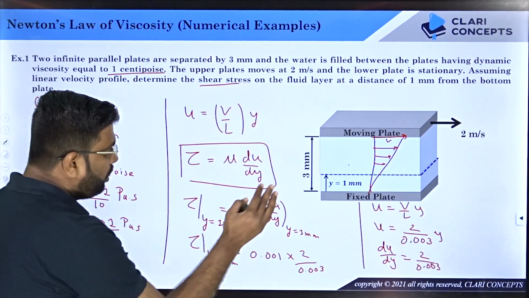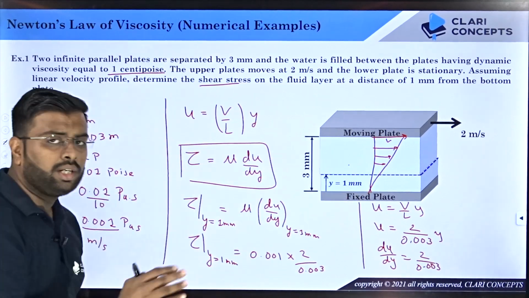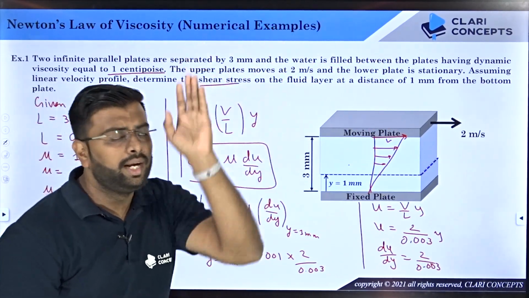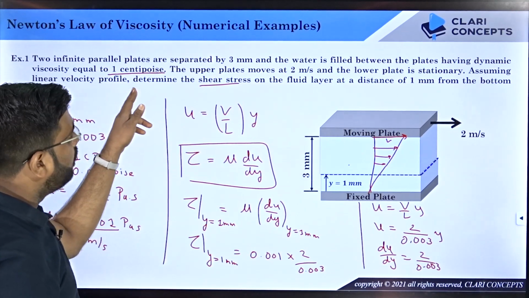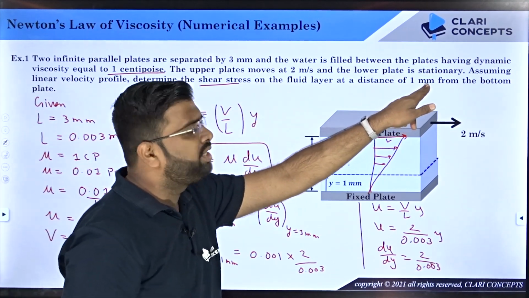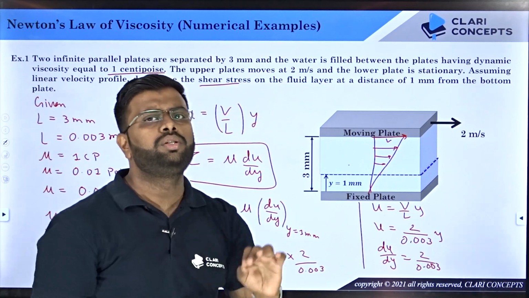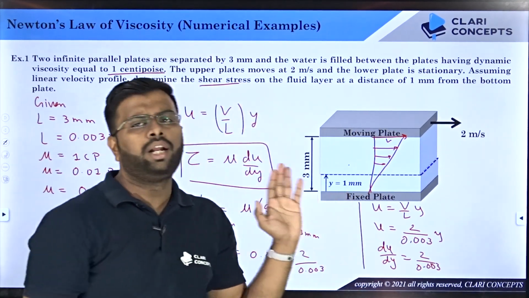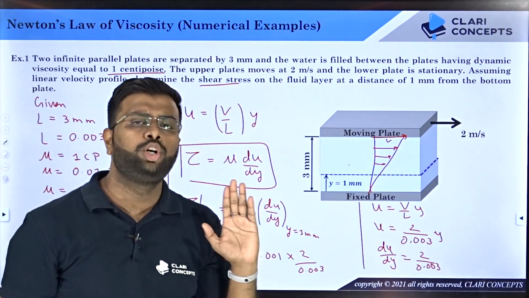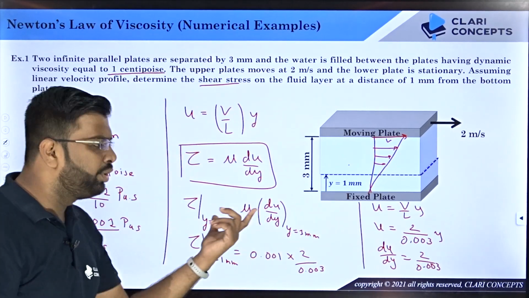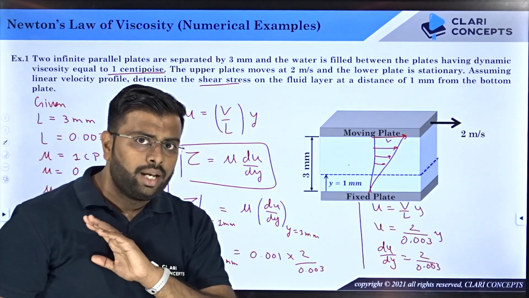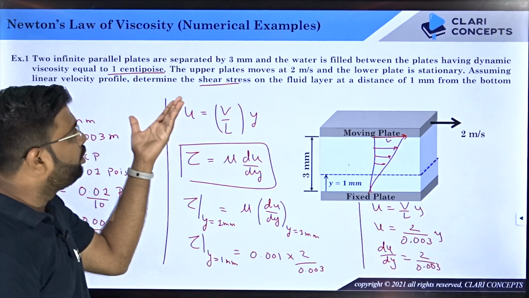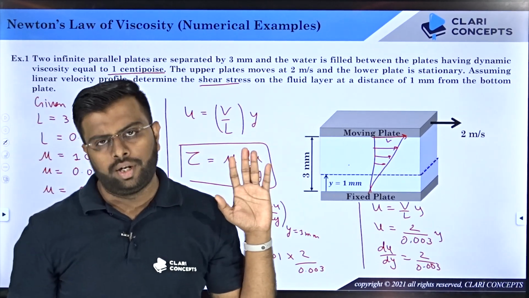So for a linear velocity profile, this is always the case that the shear stress will remain constant for every fluid layer. Many times in the question also, they will not provide you the distance where you need to find shear stress. They will just say find the shear stress in the fluid layer. You need to understand that since the profile is linear, at all the layers shear stress is going to be the same. Therefore you just find tau equals mu du by dy. And remember this, in almost 99% of the cases when you see numericals, unless the profile is given to you, you have to assume it to be a linear profile.